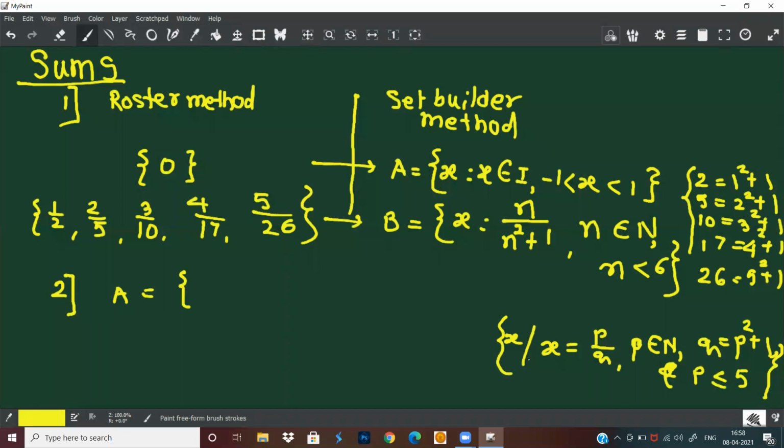You have only written the formula for Q. See, P is a natural number less than or equal to 5 means you have already given the values of P: 1, 2, 3, 4, 5. When you substitute them in Q, the denominators will automatically be formed. So there is nothing to write for Q.